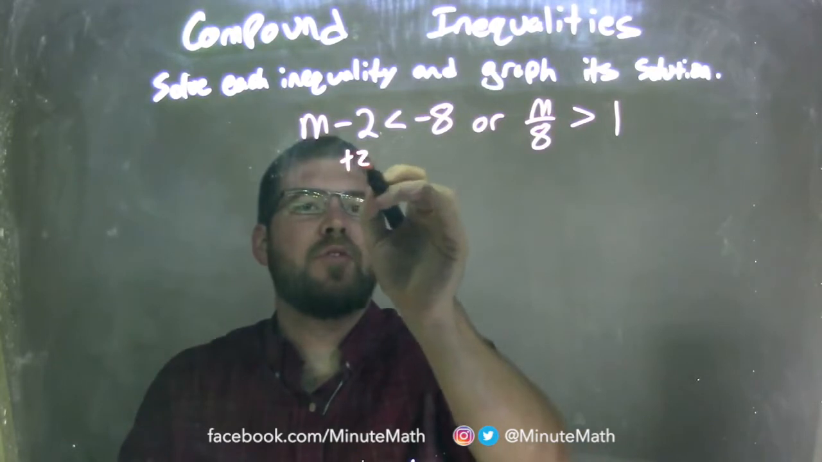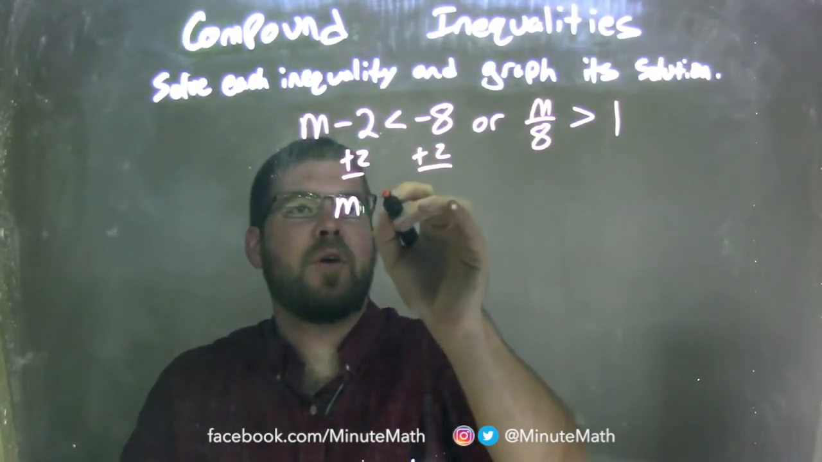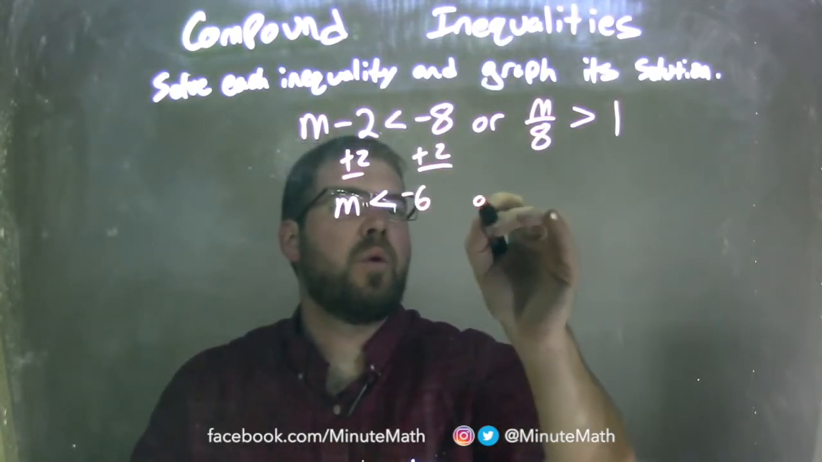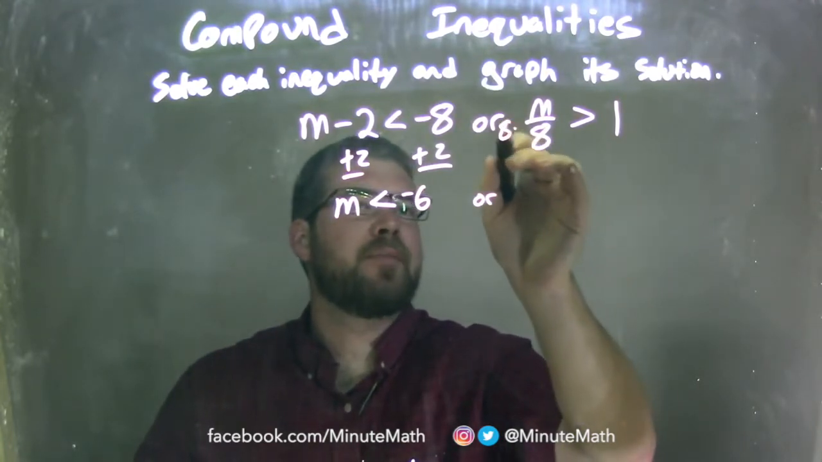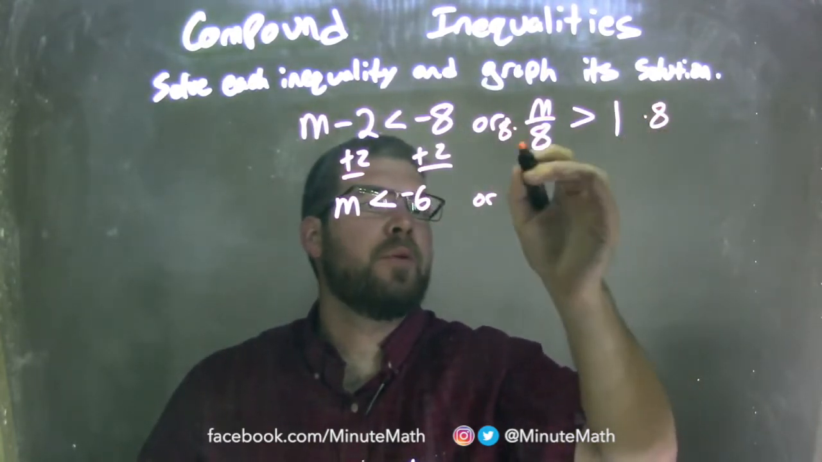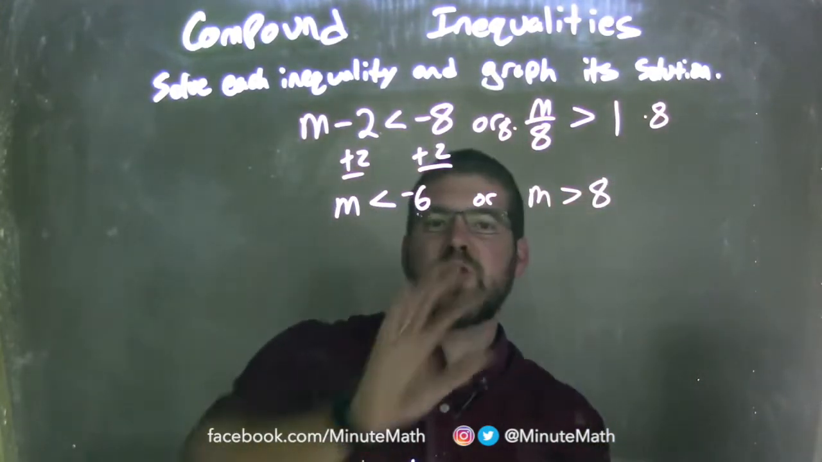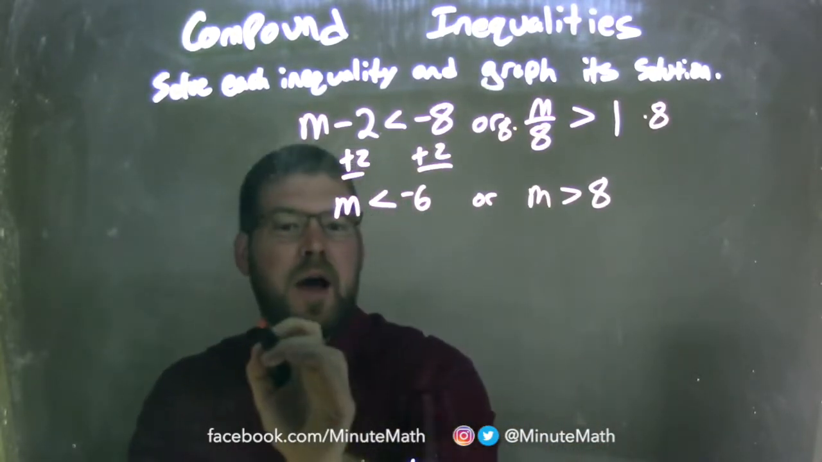I'm going to add a 2 to both sides of this first one, leaving me an option that m is less than negative 8 plus 2, which is a negative 6. Or, on this one here, I can multiply both sides by 8, leaving me with m by itself is greater than 8. So now I have two options here. So now I need to graph both of those options on one graph.